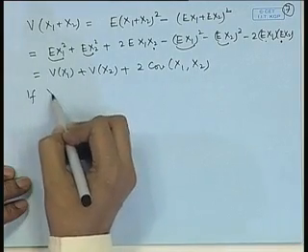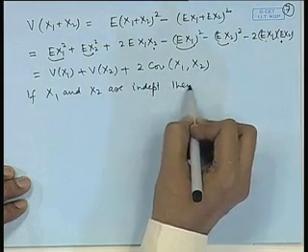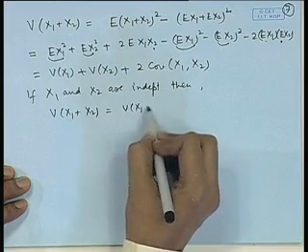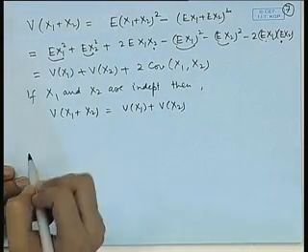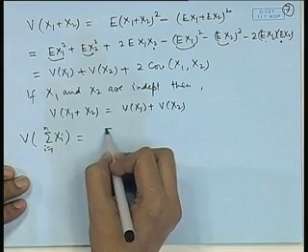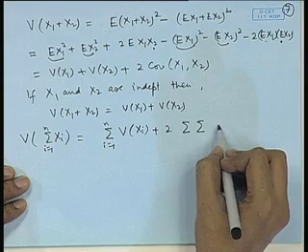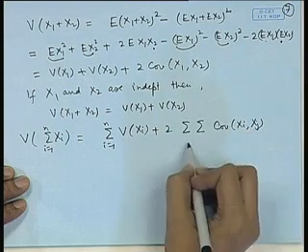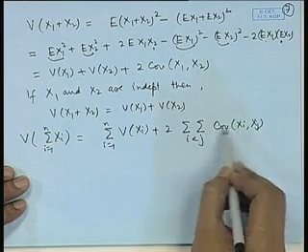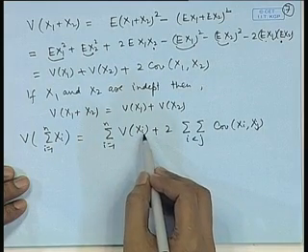Now, if x1 and x2 are independent, then covariance will be 0 and therefore, variance of x1 plus x2 will be equal to variance of x1 plus variance of x2. So, we can generalize this result: variance of a summation is equal to the sum of the variances plus twice the double summation of covariances of xi xj, where i is less than j. Obviously, if the random variables x1, x2, ..., xn are independent, then these covariances will vanish and we will have the variance of the sum equal to the sum of the variances.